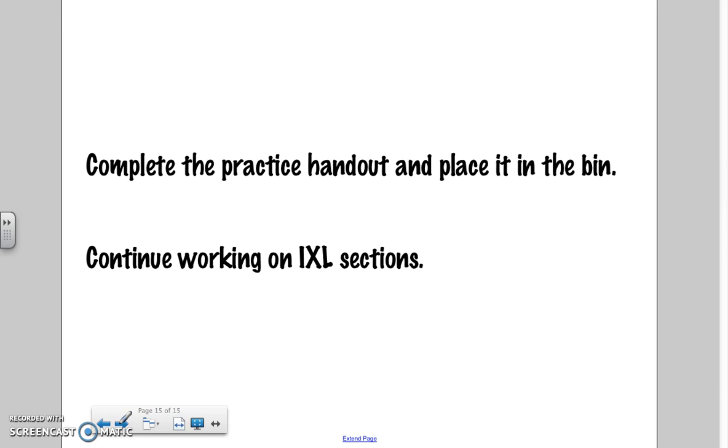So now that we've looked at reflections and glide reflections, I want you to complete the practice handout now, and when you do finish it, place it in the bin so I can check to see how you're doing. This handout's going to review both types of reflections, so please take your time, mark the line of reflection that you're using, and then count your spaces. Once you've turned it in, you have IXL to be working on. You have 2 sections on reflections, plus the translations one from yesterday. So good luck. If you have questions, raise your hand, and I will help you as you continue.